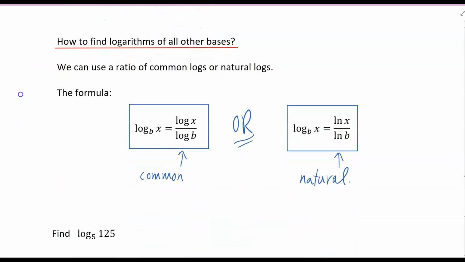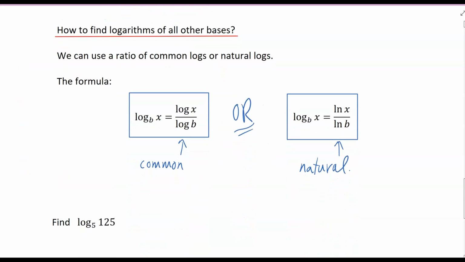Now, we have examined how to find logarithms and anti-logarithms of base e and base 10. What about all other logarithm bases? Because the calculator buttons are programmed for base 10 and base e. But what about all other bases? So here's a formula that we can use for all other bases if you don't have a function on your calculator that will do other bases.